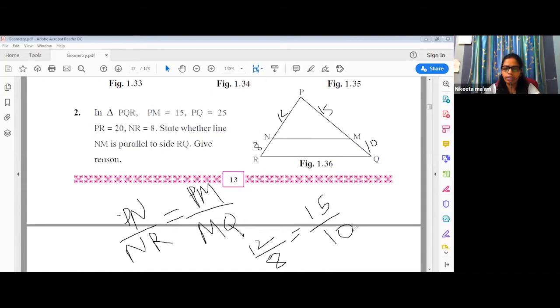If we divide this ratio by 5, it will be 3 and 2. And if we divide the other by 4, this will be 3 and 2, right? So we get 3 by 2 equal to 3 by 2. So the ratio is equal, that means these two lines are parallel to each other according to the converse of the basic proportionality theorem. Okay.